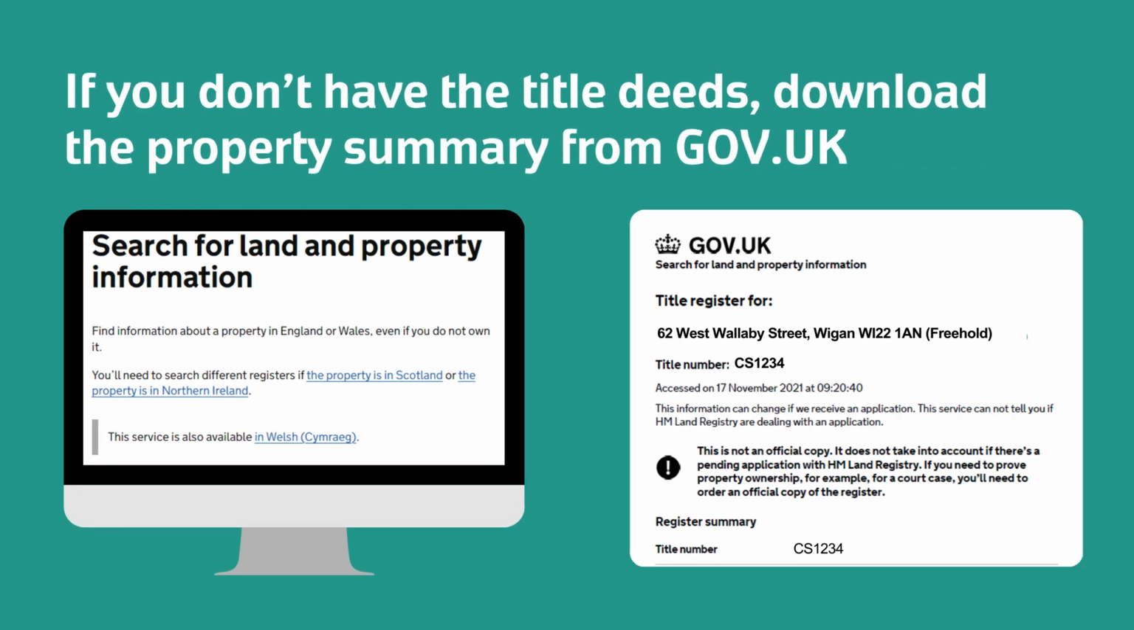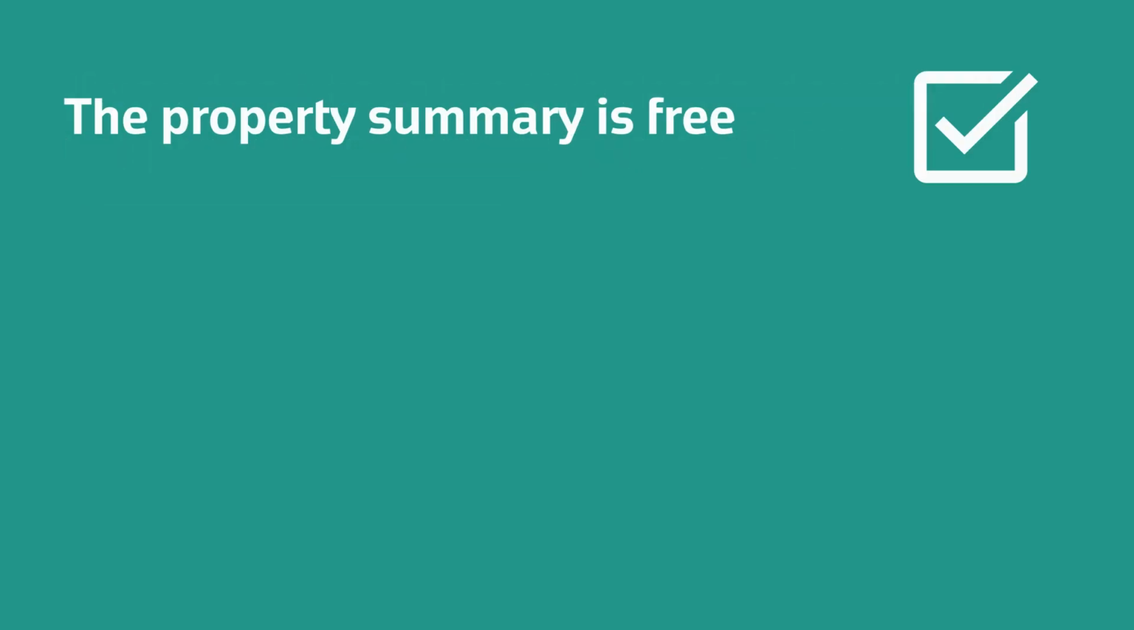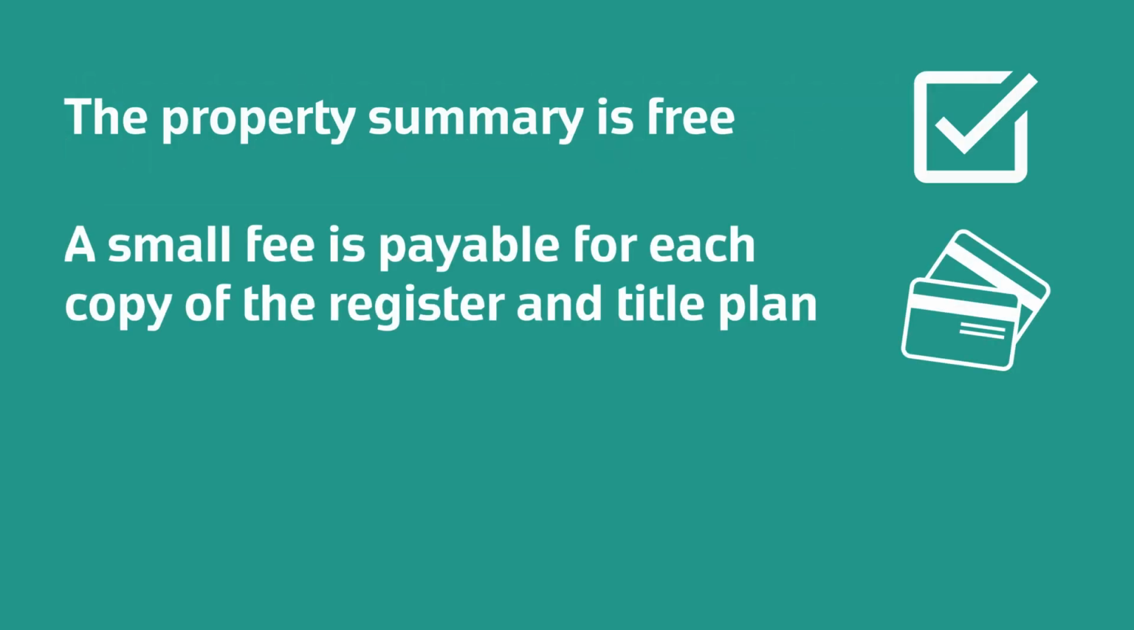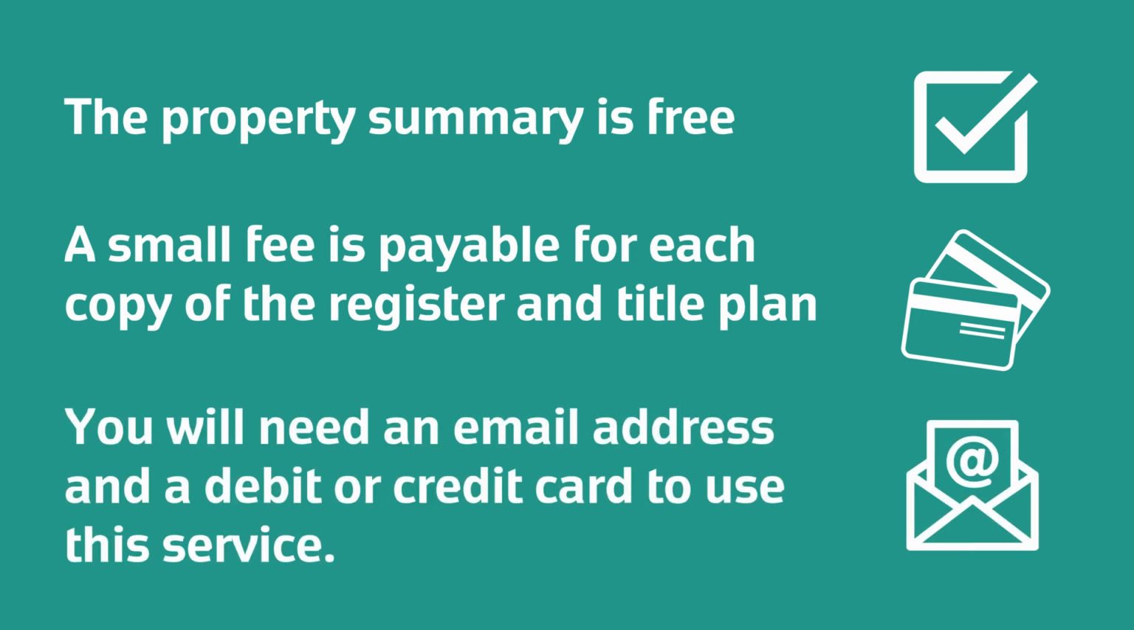If you don't have the title deeds, the quickest and cheapest way to obtain them is to view or download a copy of the register using our Search for Land and Property Information service, available on gov.uk. The property summary is free, while a small fee is payable for each copy of the register and title plan. You will need an email address and a debit or credit card to use this service.